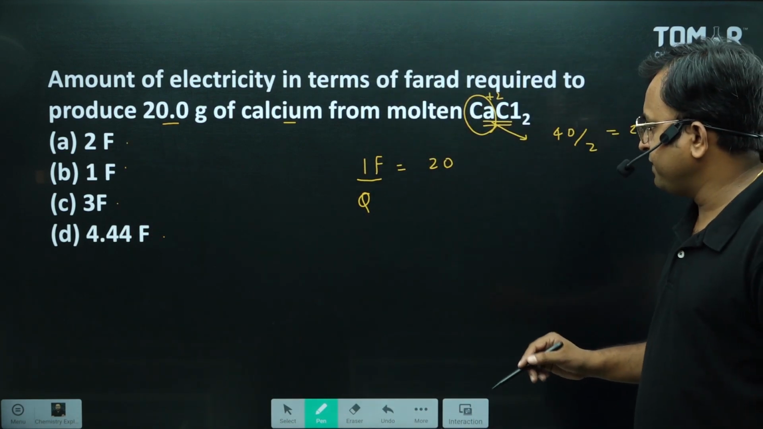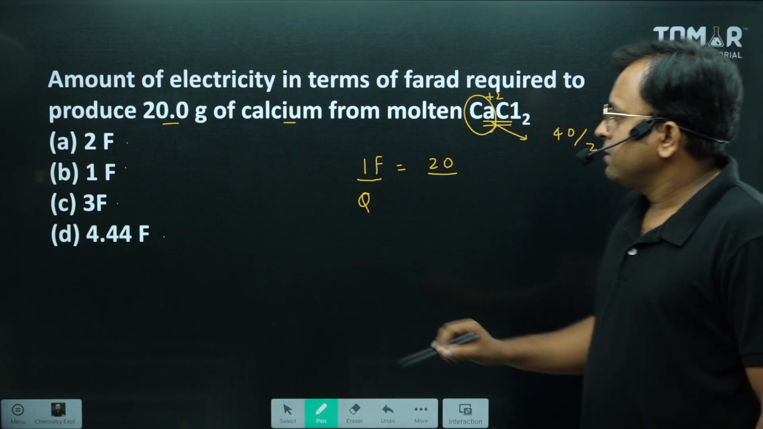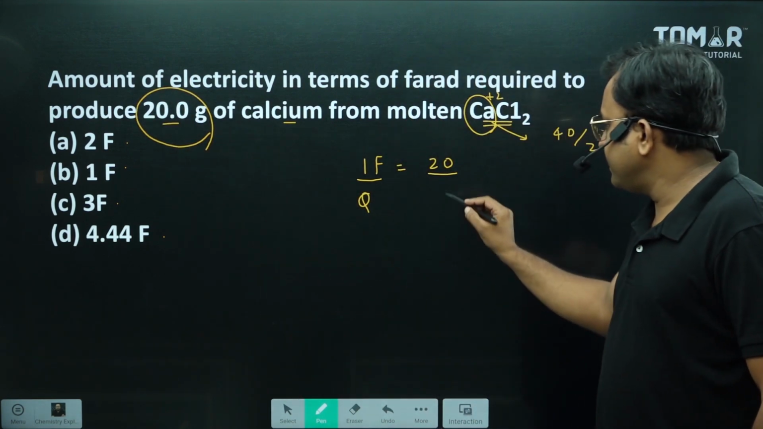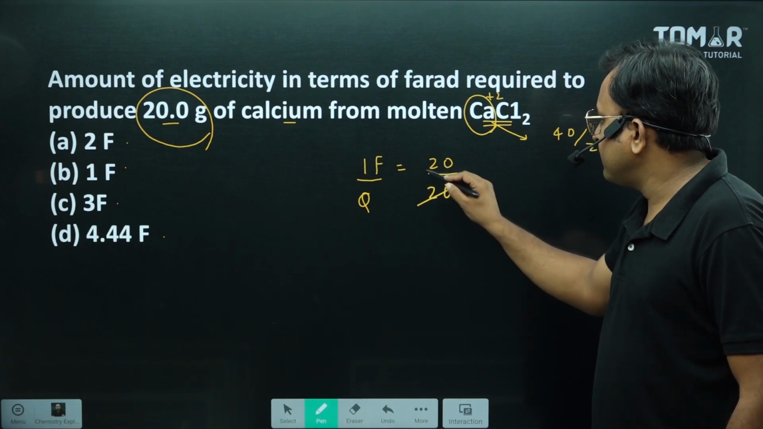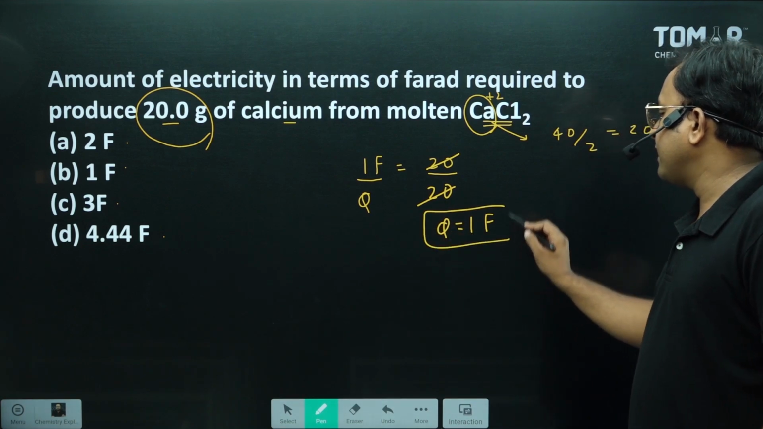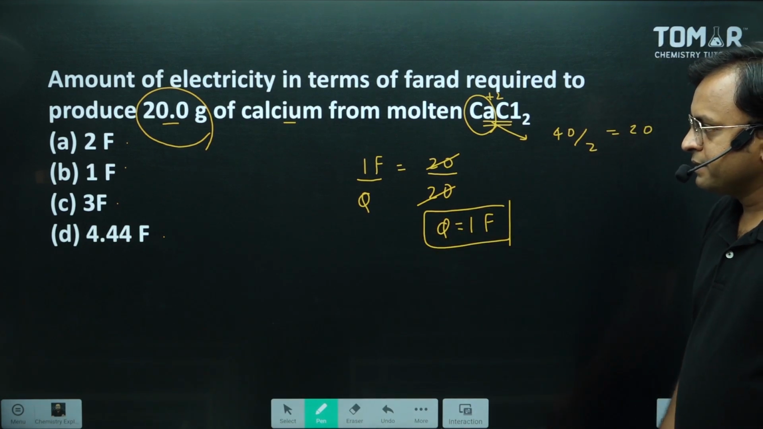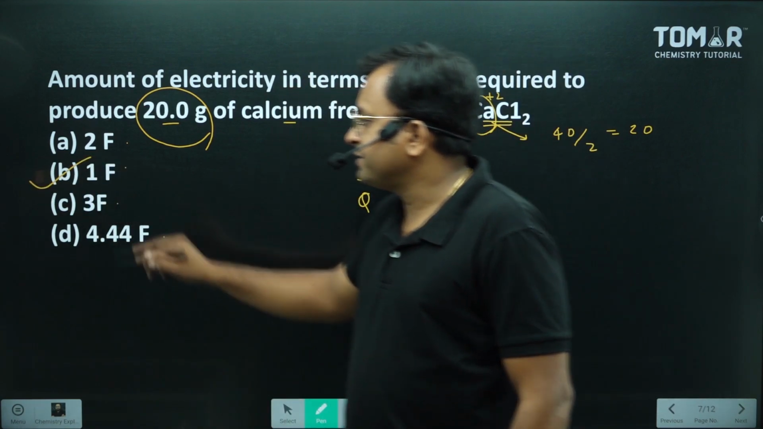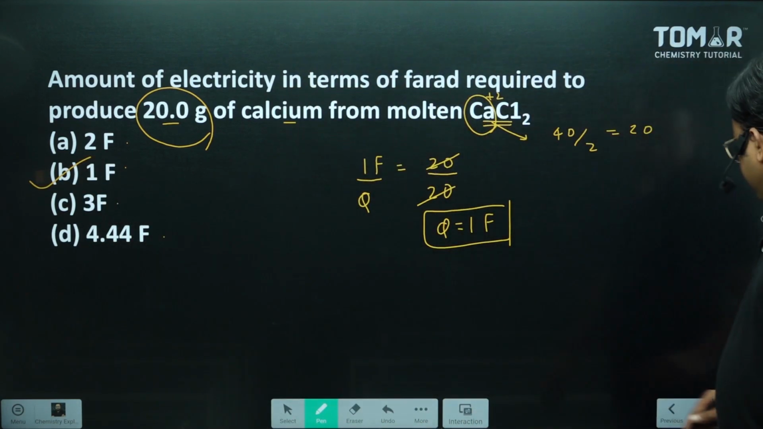The option is given in terms of farad. If 20 gram of calcium is deposited, so weight deposited is 20, then Q is equal to 1 farad. So 1 farad of electricity is required to deposit 20 gram of calcium. The correct answer is B.